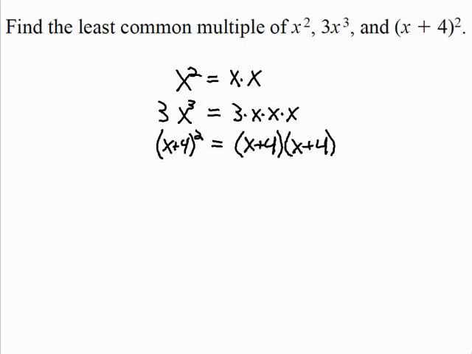The least common multiple has to contain each of these factors. Note that there is an x times x in x squared, and an x times x in 3x cubed, so you only need to include the x times x once. The least common multiple is 3x cubed times the quantity x plus 4 squared.